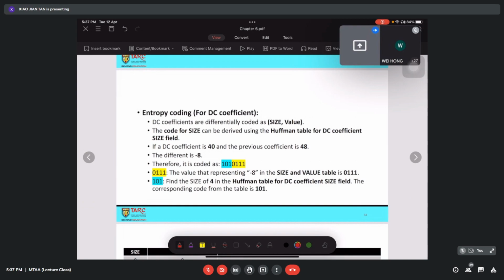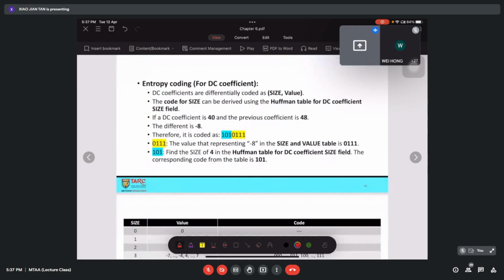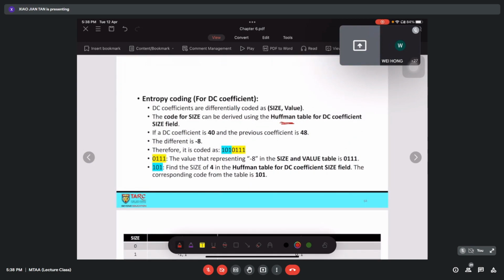You will see Huffman is quite common. In terms of computer science, Huffman coding is one of the common coding methods used. So you have Huffman coding, and of course you have the Huffman table as well. The DC coefficients are differentially coded as size and value, and the code for size can be derived from the Huffman table for the DC coefficient size field.